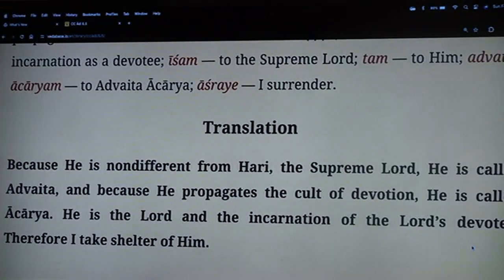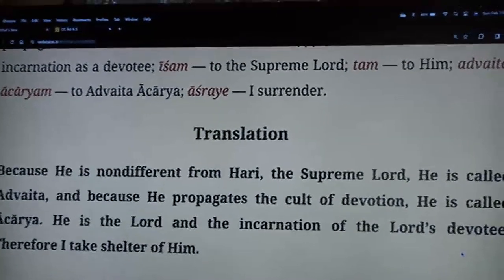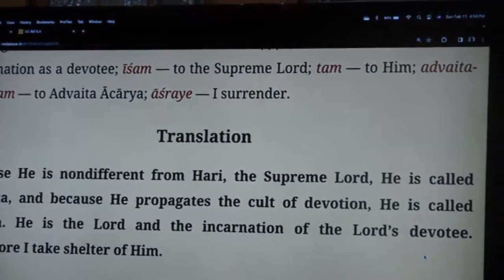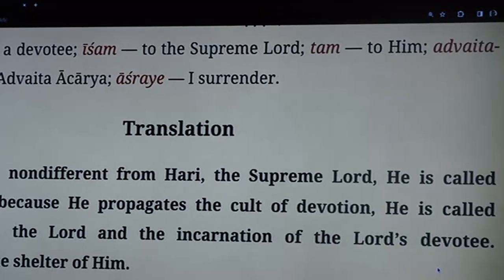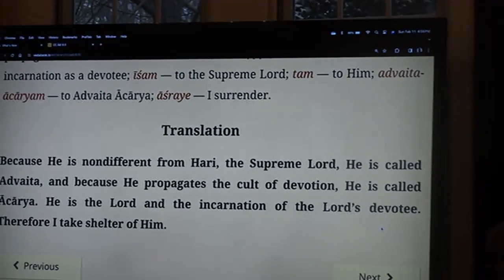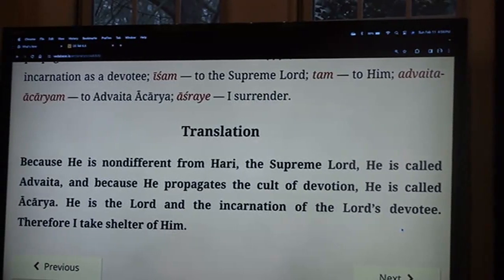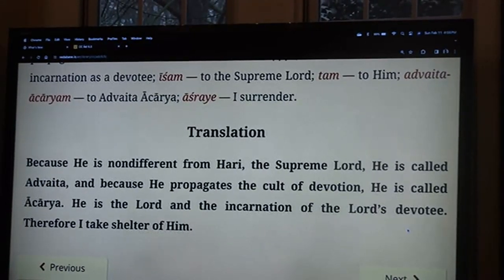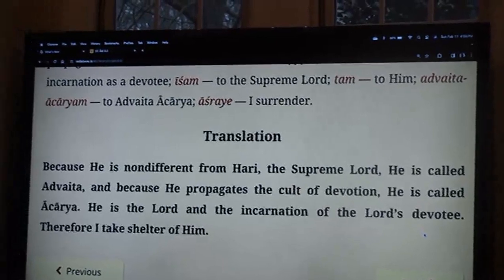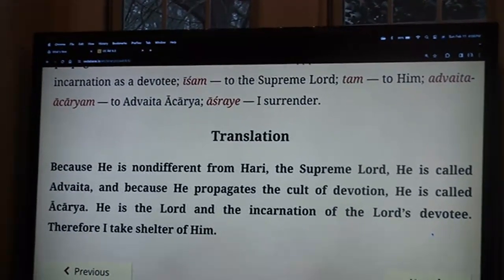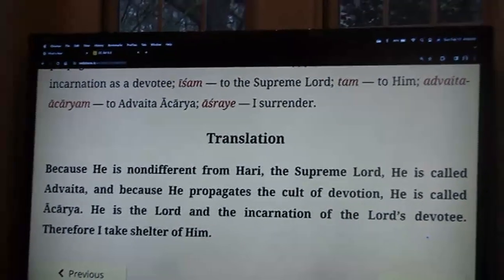Because he is non-different from Hari, who is Hari? Krishna. You're right. He is called Advaita. So Advaita is someone who is non-different from Krishna. And because he propagates the cult of devotion, what is this cult of devotion?